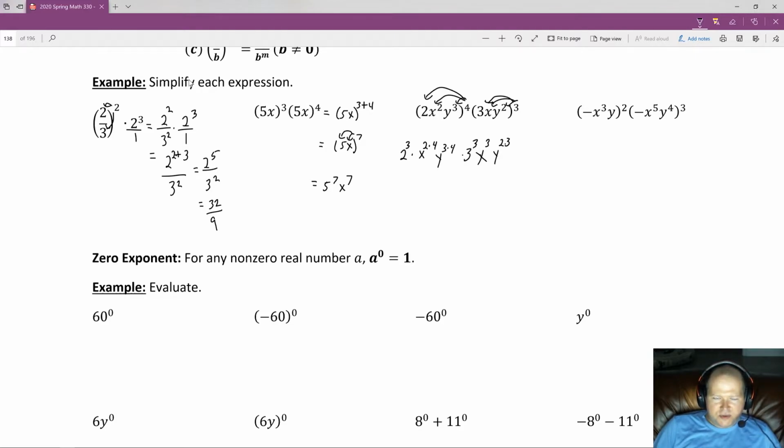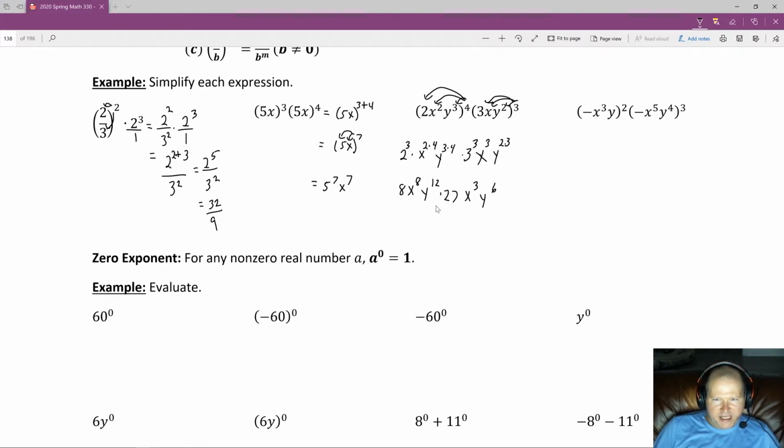So 2 to the 3rd power is 8. x to the 2nd times 4, so that's going to be x to the 8th power, and y to the 3 times 4, which is 12. Then we have 3 to the 3rd power, which gives me a 27. Then we have x to the 3rd power, and we have y to the 6th power. All right.